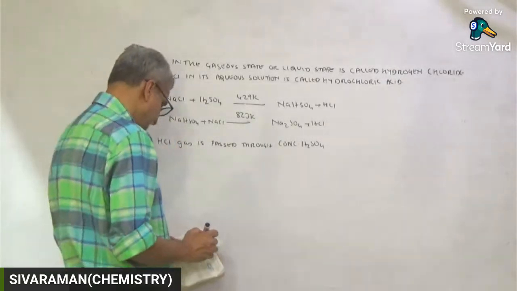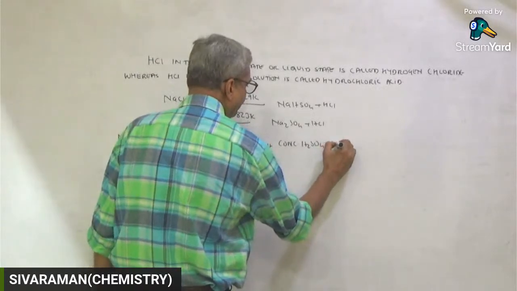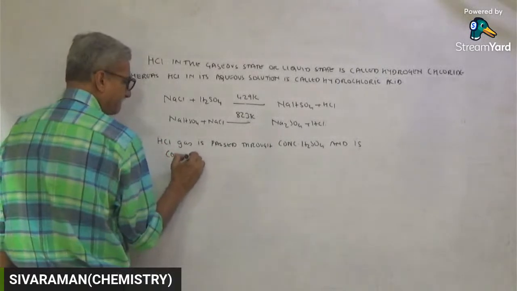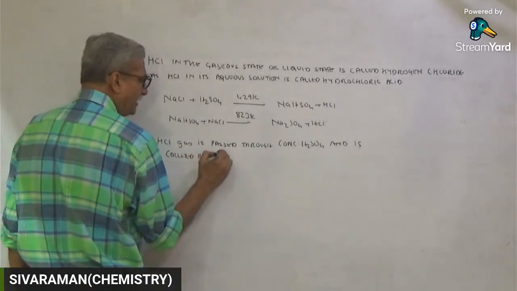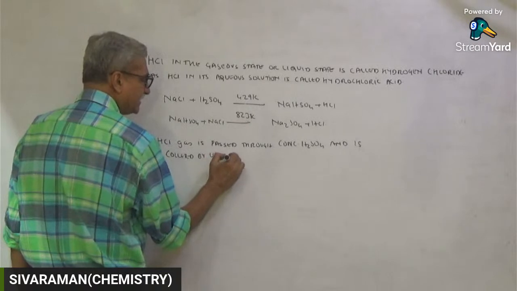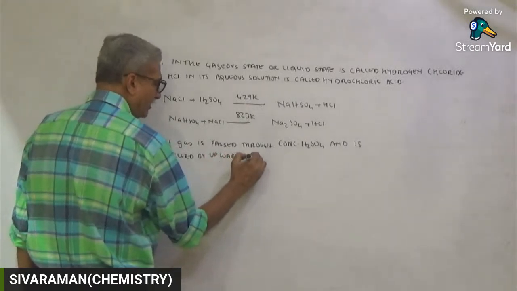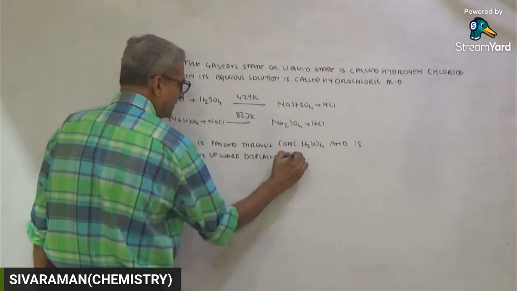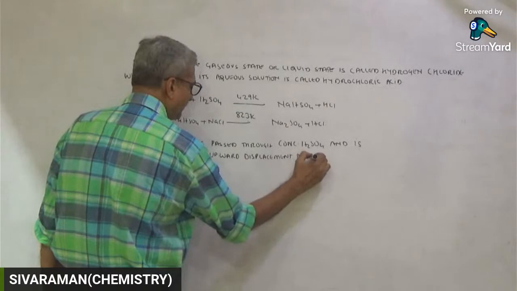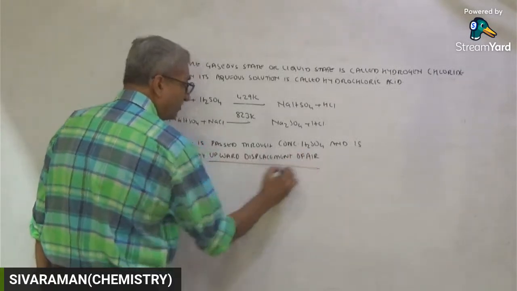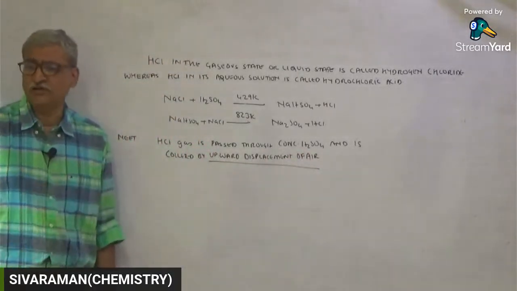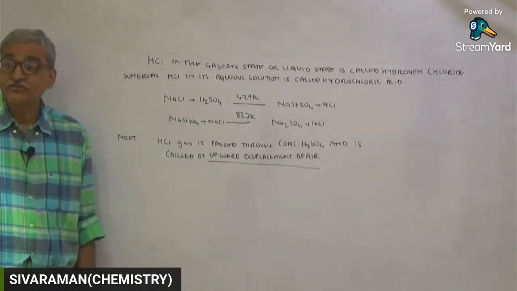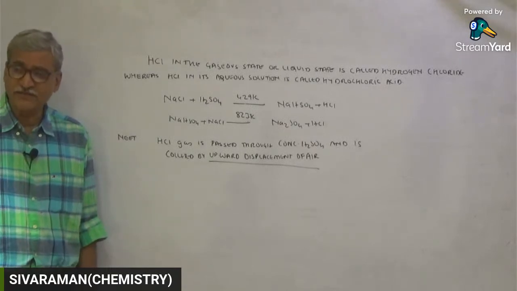It is collected by upward displacement of air, not upward displacement of water, because it will dissolve in water and form hydrochloric acid. So upward displacement of air always tells you the physical property is that it is heavier than air.